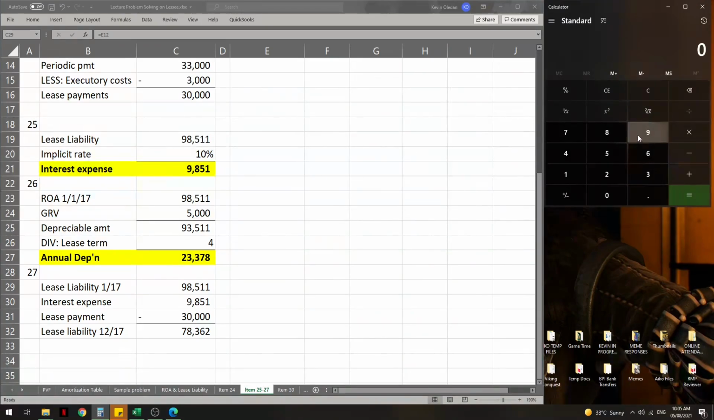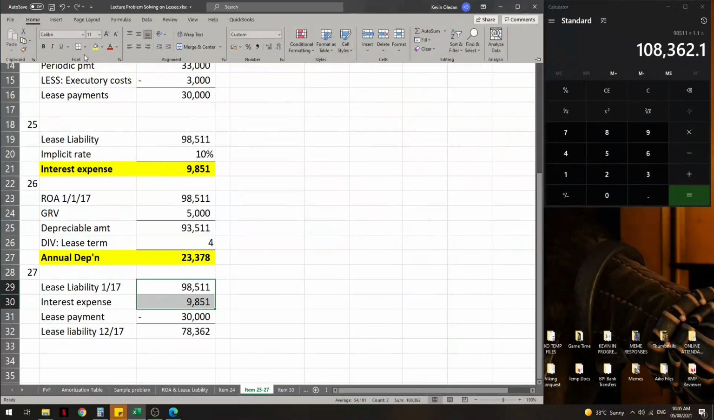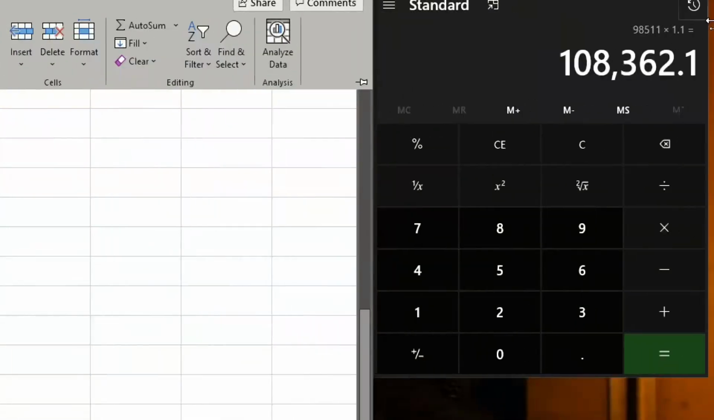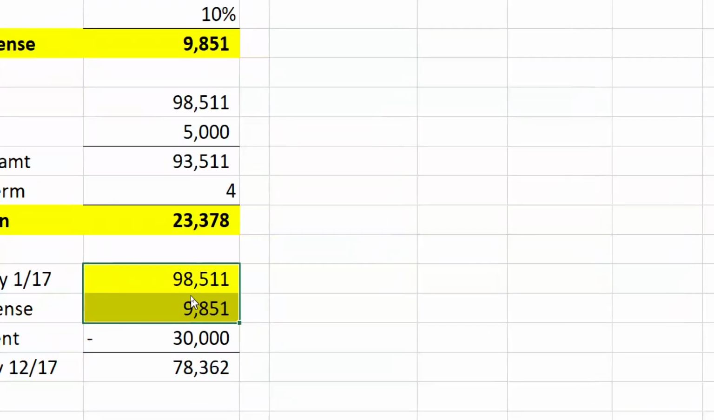Input the beginning balance of your lease liability, 98,511. What you will do there is multiply 98,511 by 1 plus the effective rate. Since our implicit rate is 10%, we multiply that by 1.1. After I press equals, the resulting value is equal to 98,511 plus the interest expense of 9,851. Okay, I've added that. So that's 9,851 multiplied by 1.1. The result is again the same as adding these two.